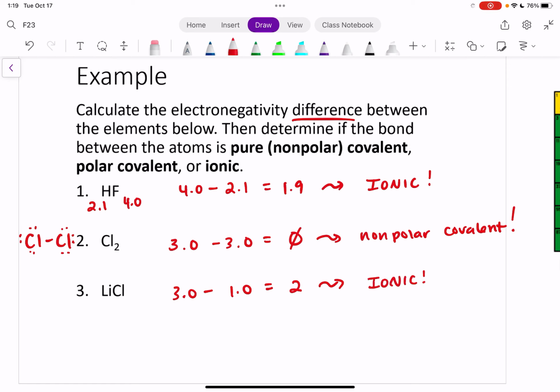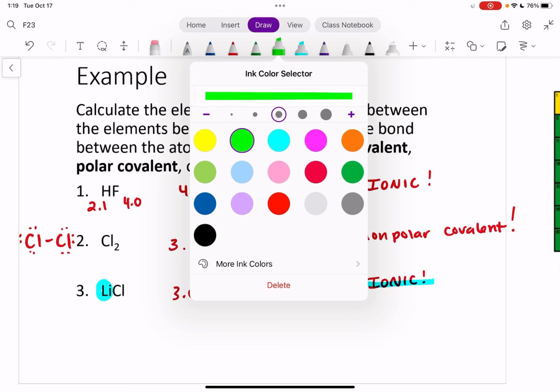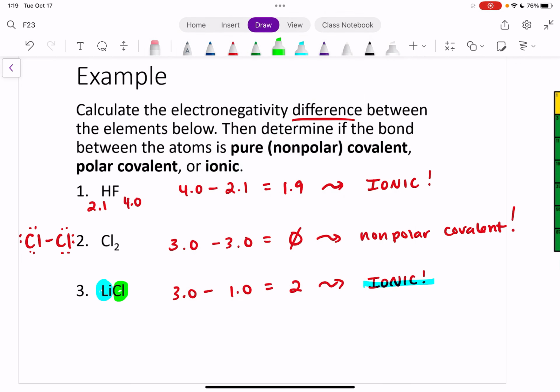And this actually makes sense, right? Because remember, ionic compounds are between metals and non-metals. Lithium's a metal and chlorine's a non-metal. So we would expect it to be ionic. And it is.